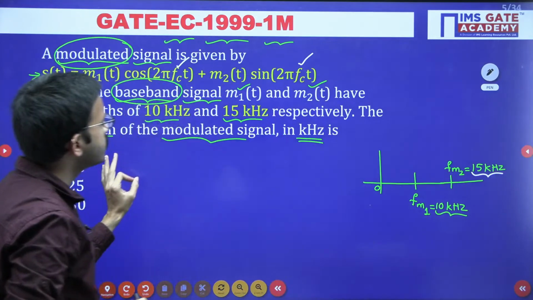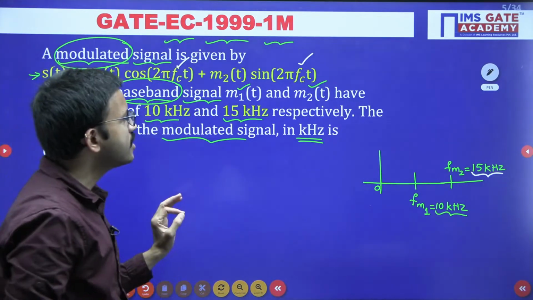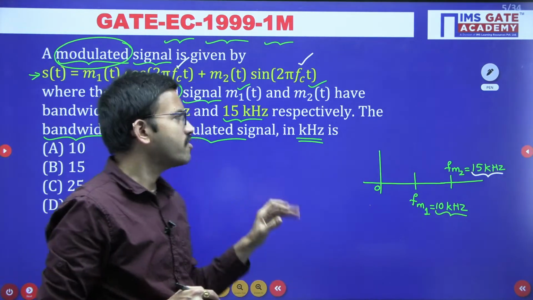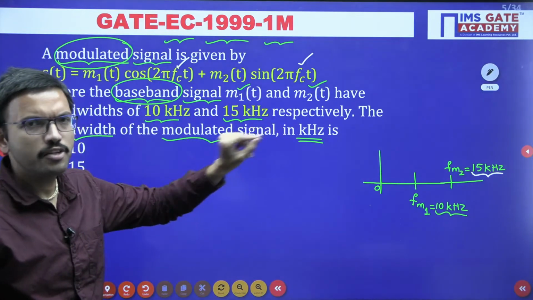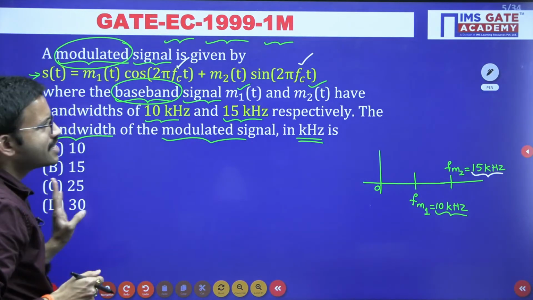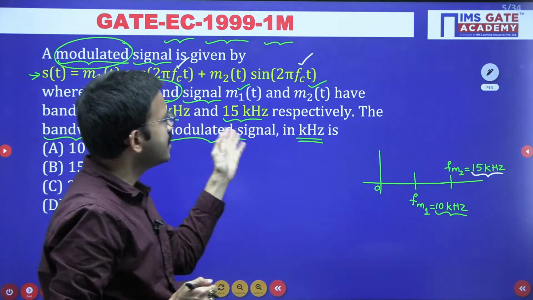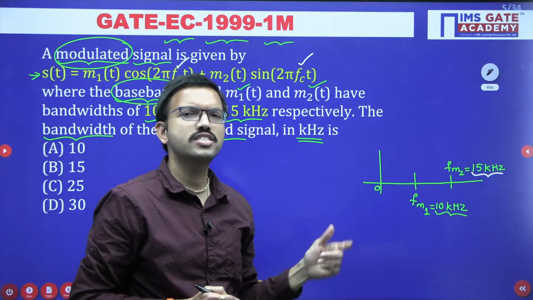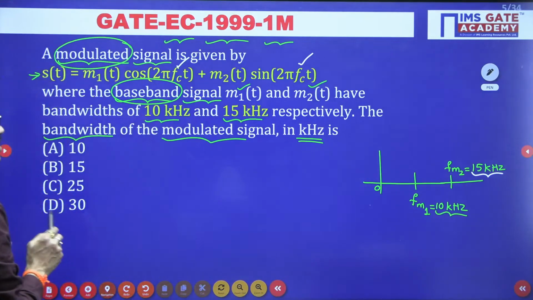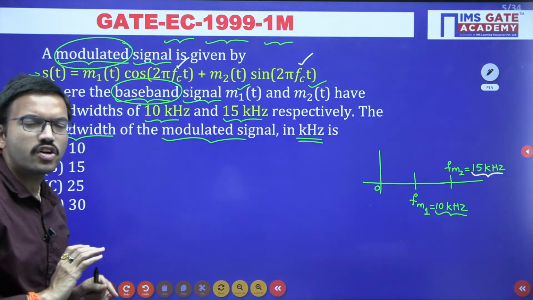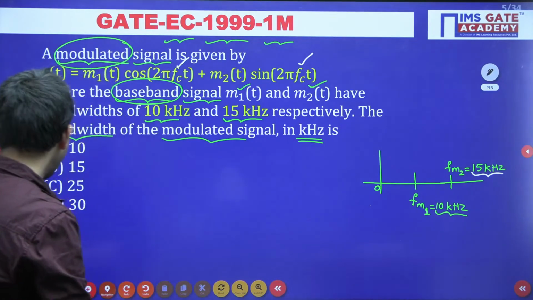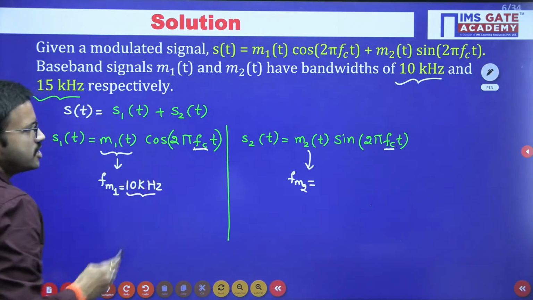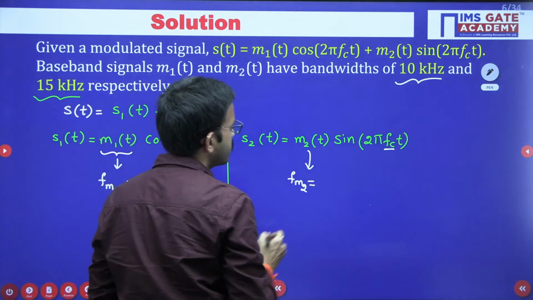Regarding the carrier frequency, they haven't mentioned it because in this particular question the carrier frequency value is not at all required. Even without using the carrier frequency value, you can get the final answer. Sometimes, whether it is required or not, they will give the carrier frequency as 1 MHz or 2 MHz, etc. But in this question it is not required, that is the reason they haven't mentioned it. So m1 of t has frequency 10 kHz, and m2 of t has frequency 15 kHz.